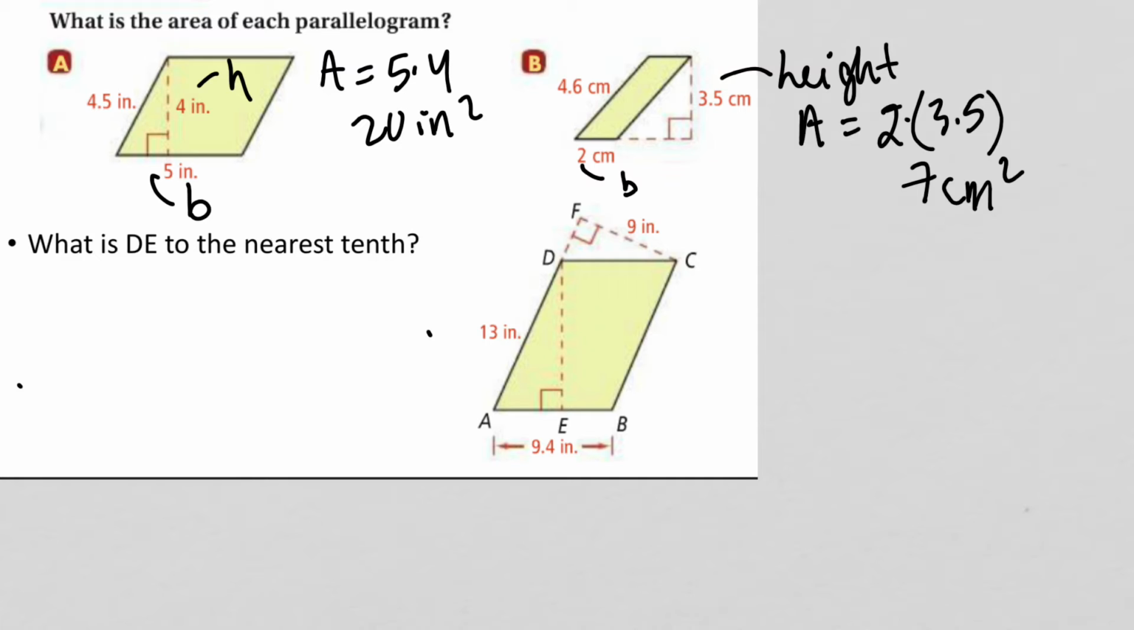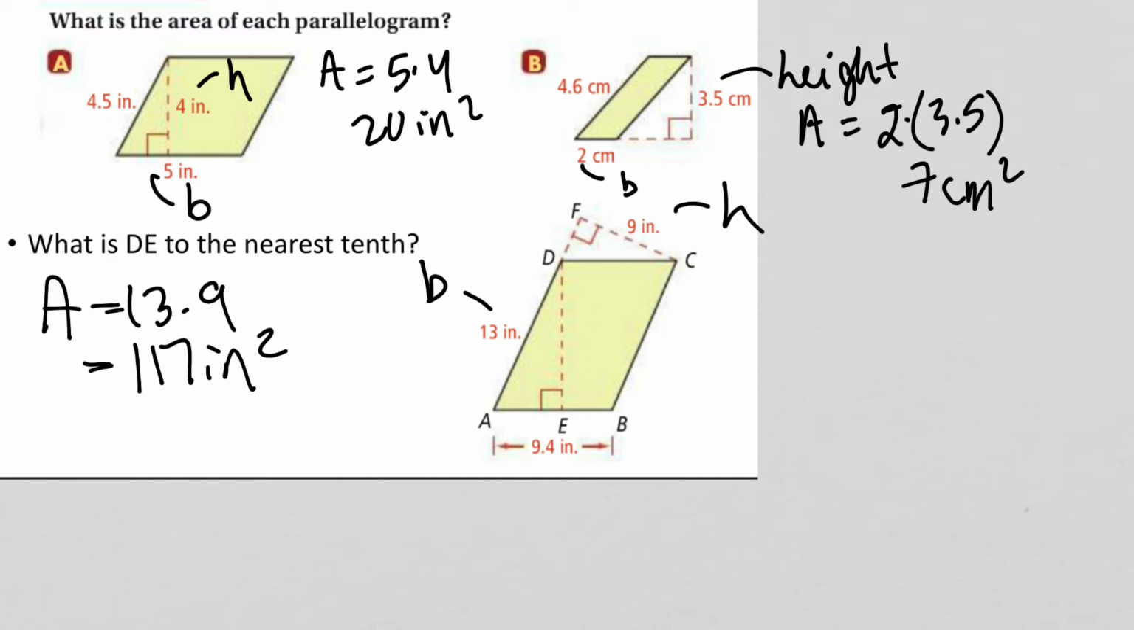All right, so for this bottom one, what is DE to the nearest tenth place? First, we need to figure out the area. If I rotate this parallelogram, the base would be 13. The height would be 9. Can you visualize that for yourself? If I turn it to the left and the 13 is on the bottom, that height would be 9. So what's the area of this parallelogram? It's 13 times 9, and we get the area to be 117 inches squared.